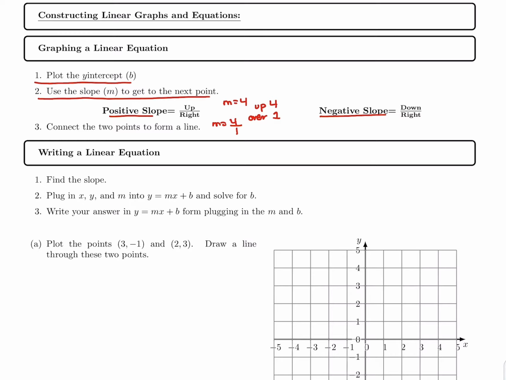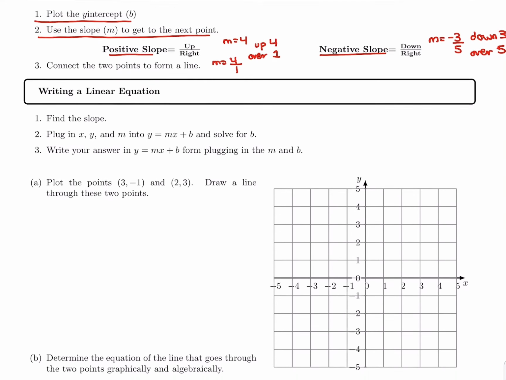So negative slope, say your slope is negative 3/5. You're going to go down 3 over 5. So our slope tells us how many to go up and over from our initial point that we're going to plot, which is the y-intercept. And then we're going to connect the points to form a line.